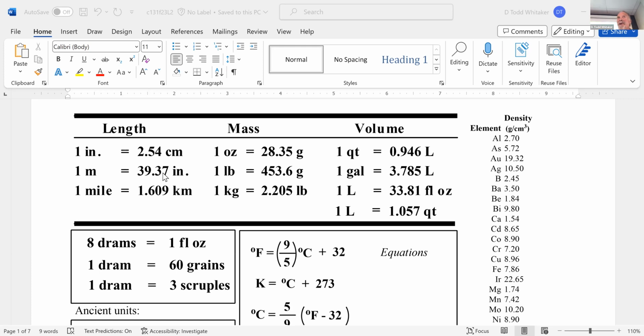I think that's where she was going. If we can get to inches, then we can get to feet. Logical? Okay. Not all conversion factors are on here.